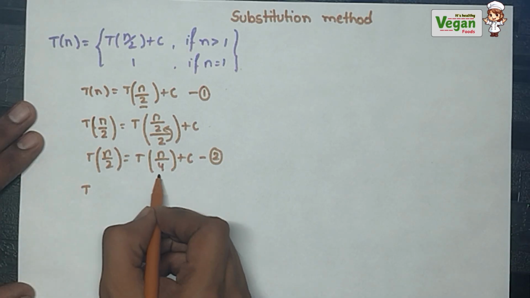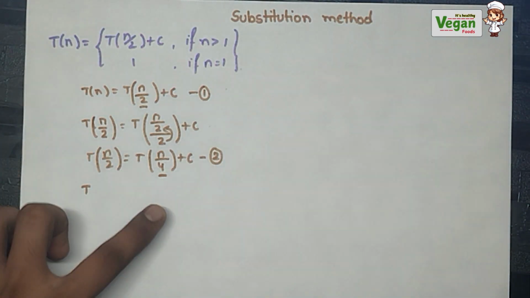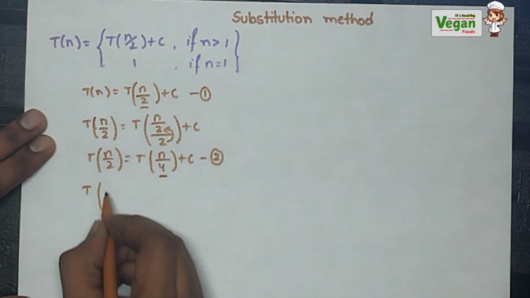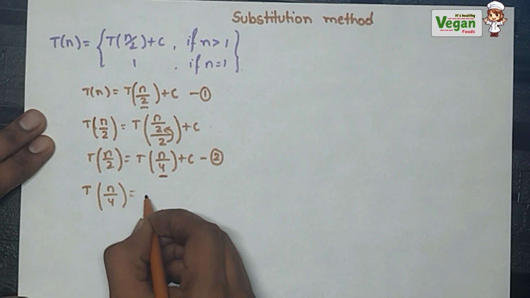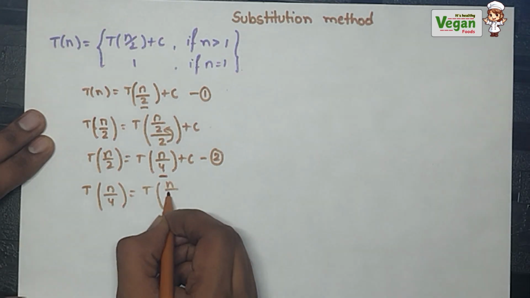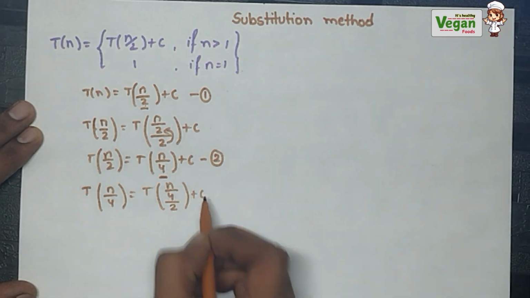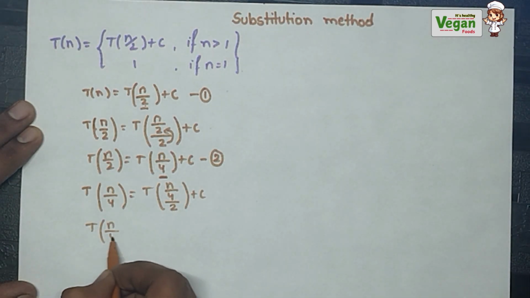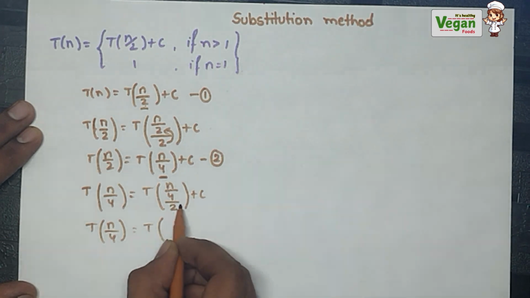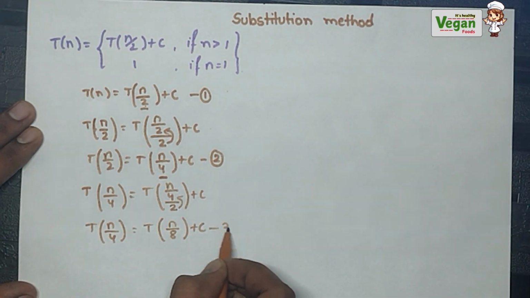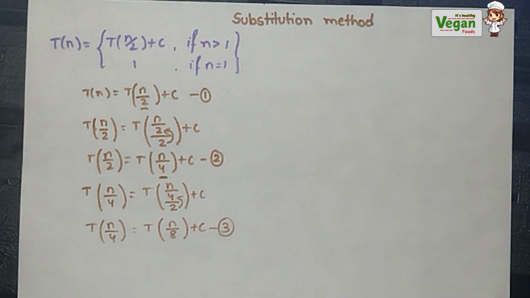Next, I will be substituting n by 4 in place of n. So what will it be? T of n by 4 will be equal to T of n by 4 divided by 2 plus c. If you solve it, n by 4 divided by 2, 4 twos are 8, so T of n divided by 8 plus c. So this much is enough. Let's take only 3 equations. Now we have 3 equations.